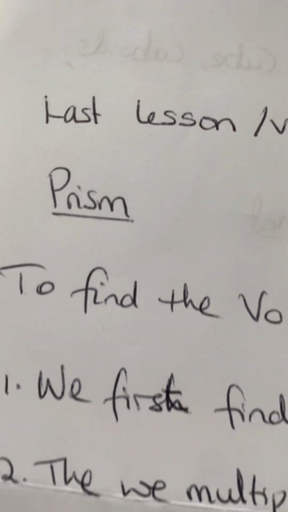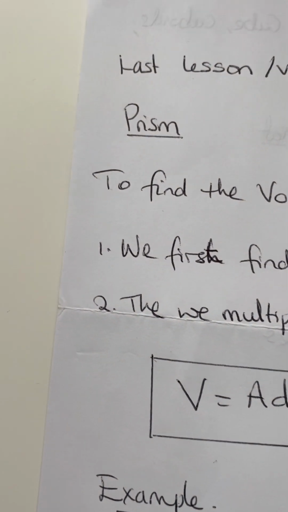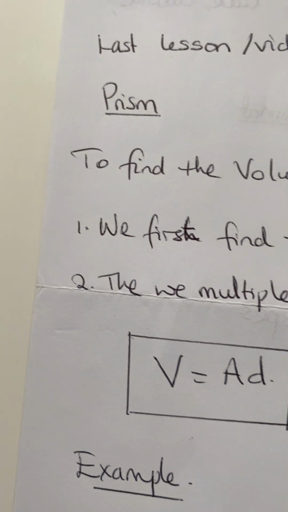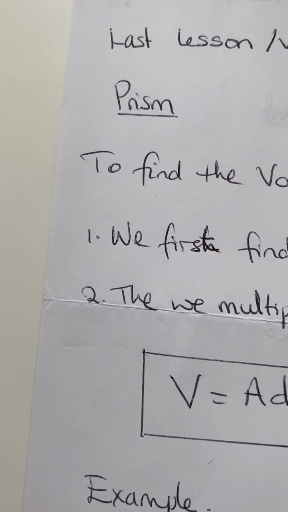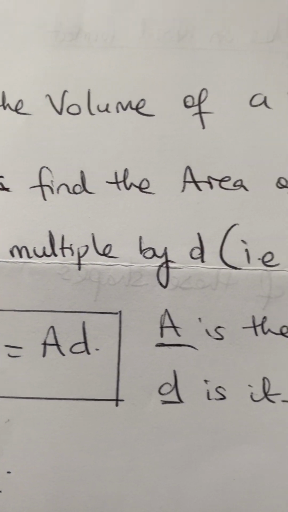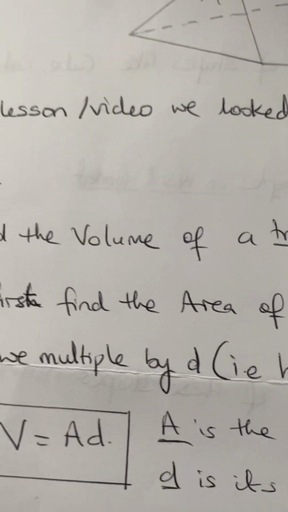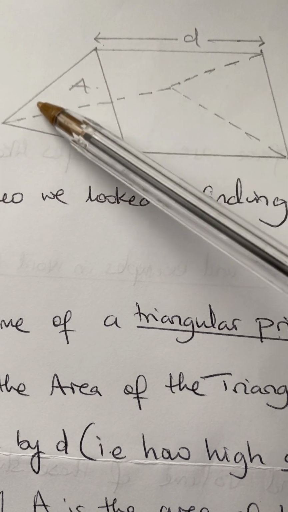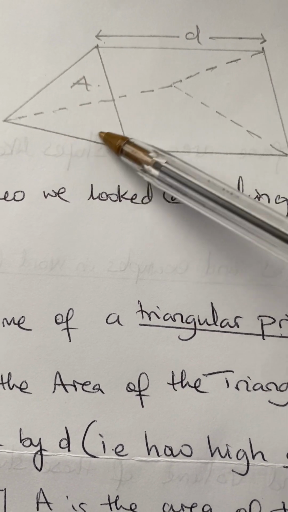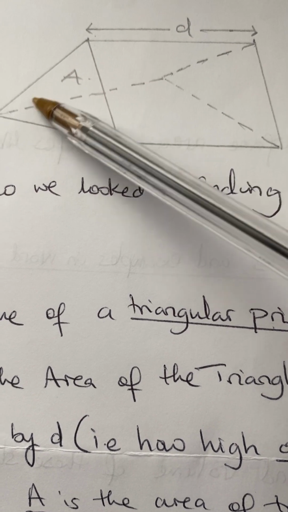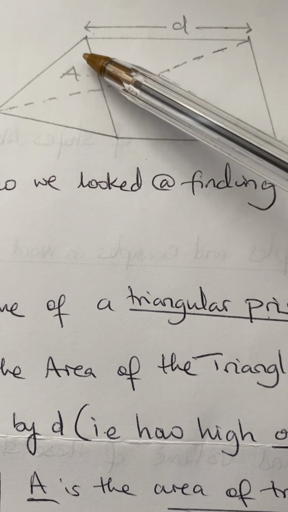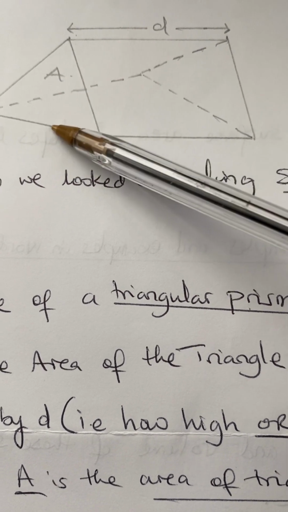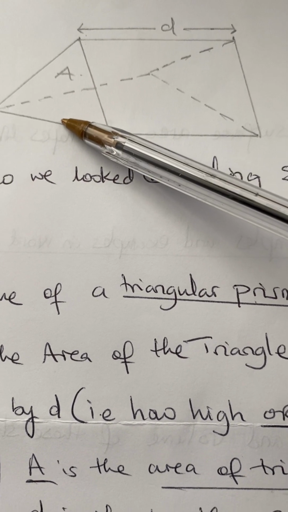We are going to find the volume, not the surface area. Now, to find the volume of a triangular prism like the one above, you need to find the area of the triangle, because the triangular prism has triangles on both sides.